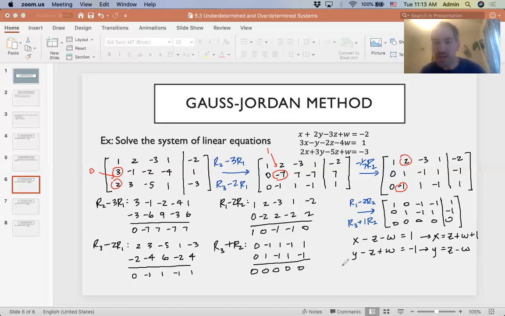So we can write our solution as x is z plus w plus 1. Y is z minus w. Z can be anything. W can be anything. So we have infinitely many solutions, with this being the general form for those infinitely many solutions.